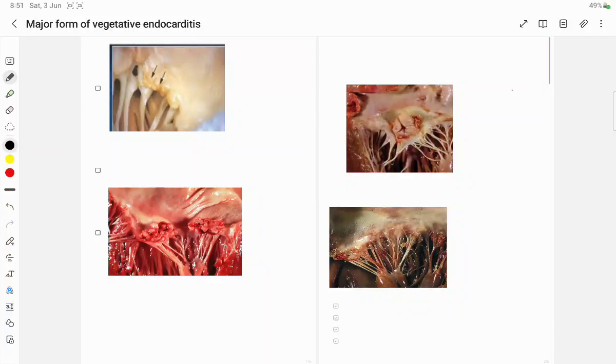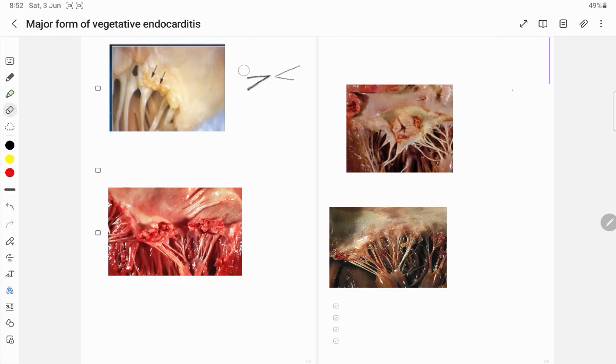This video is meant to understand some major forms of vegetative endocarditis. Now, vegetative endocarditis is deposition of vegetation over the valvular endocardium. So, if this is the valve, we also have the endocardium present over this valve, and deposition of this vegetation over this valvular endocardium is what is known as vegetative endocarditis.